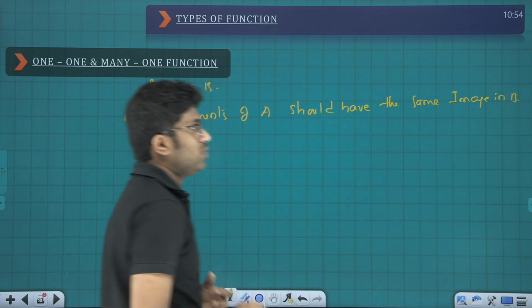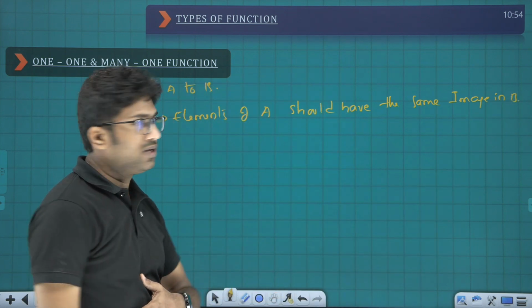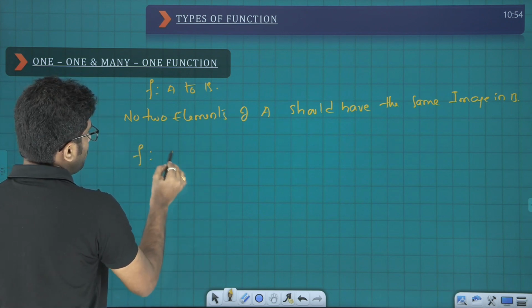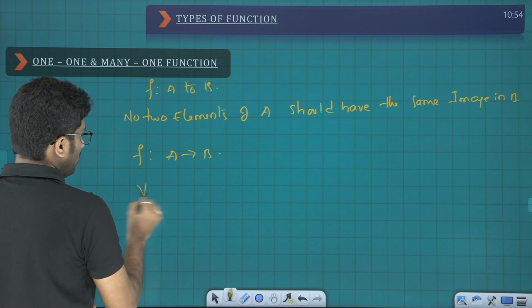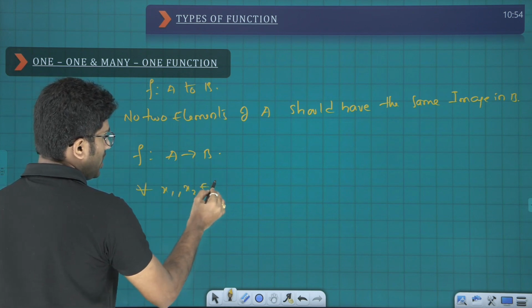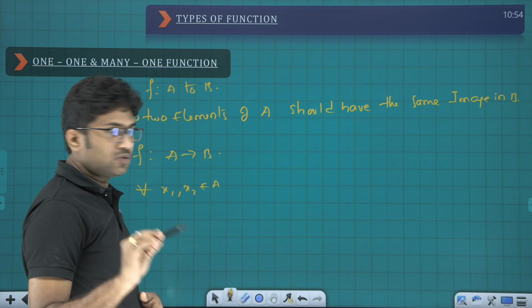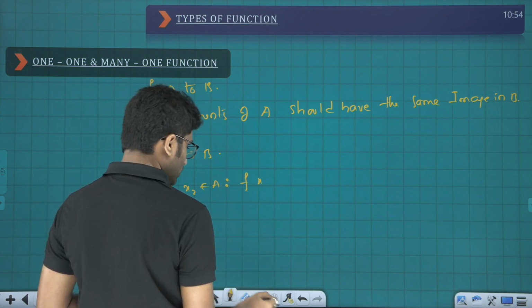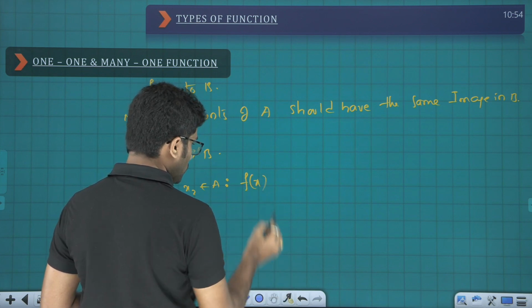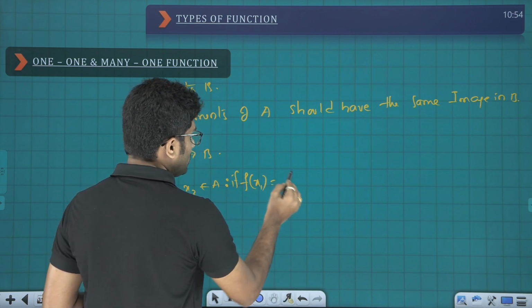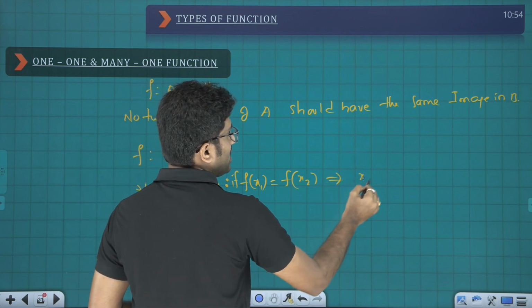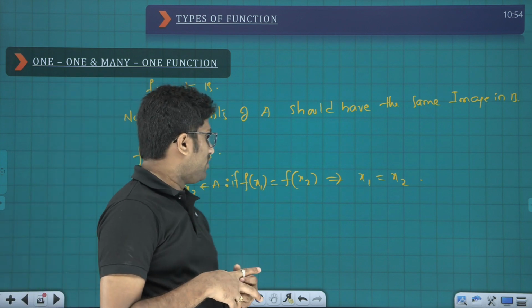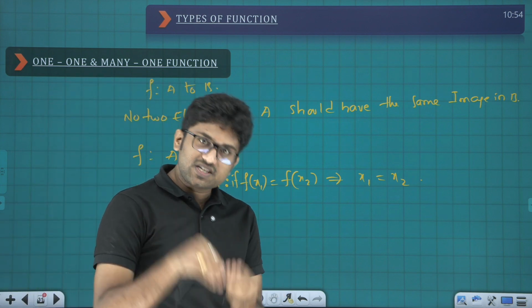No two elements of A should have the same image in B. That's it. Clear? That means we can also say that f maps from A to B is said to be 1, 1 function if for all x1, x2 belongs to A, f of x1 equals f of x2 implies x1 equals x2 only. That means if two have the same image, then the two are the same itself.